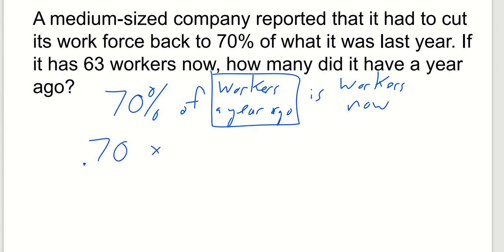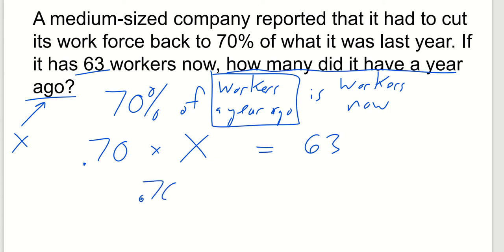And the standard algebra trick, they're asking us how many workers did it have a year ago? Well, if we don't know that number, we can represent it with a variable. Let's call it the variable x. So 0.70 times x is the number of workers now. And we know that that is going to be 63. So when we translate the pseudo equation into an algebraic equation, we get 0.7 times x, which in algebra we write as 0.7x equals 63.